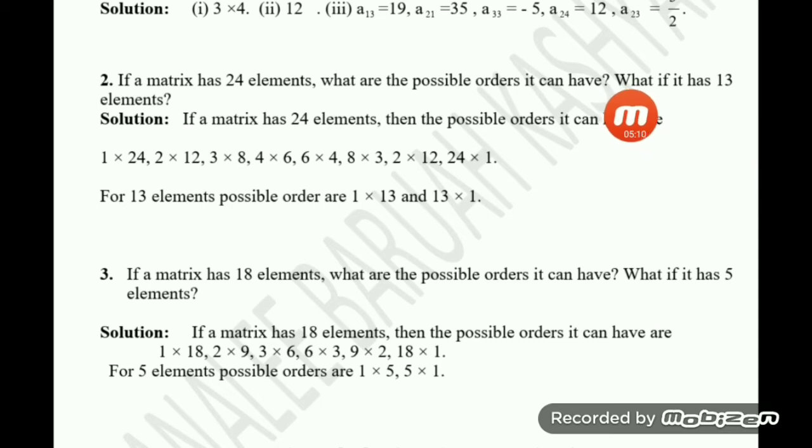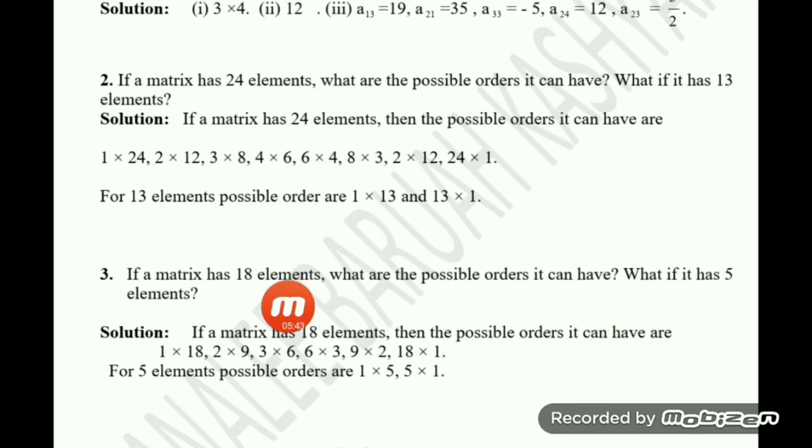Now the second part of the question: what if it has 13 elements? Now you see, 13 is a prime number, is it not? So 13 has only two factors, 1 and 13. So the possible orders are 1 by 13, and if we interchange their position, you will have 13 by 1. So these are your possible orders. Similarly, we can go to the next question, number 3. If a matrix has 18 elements, what are the possible orders it can have?